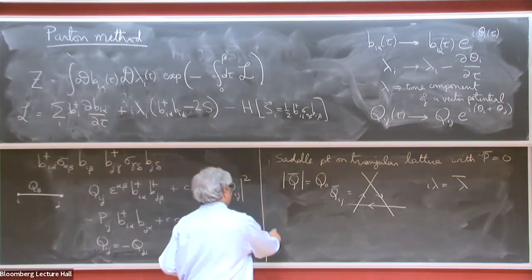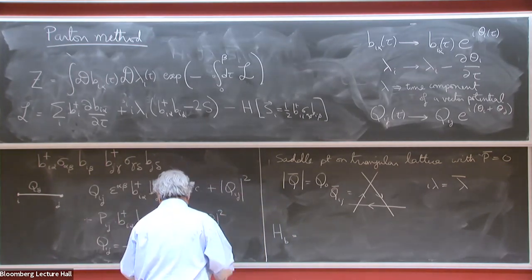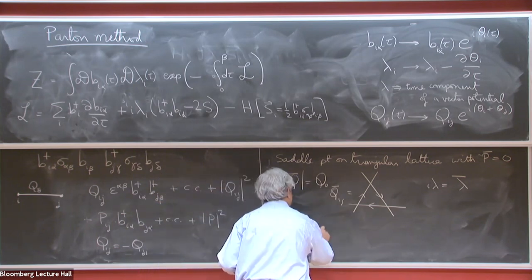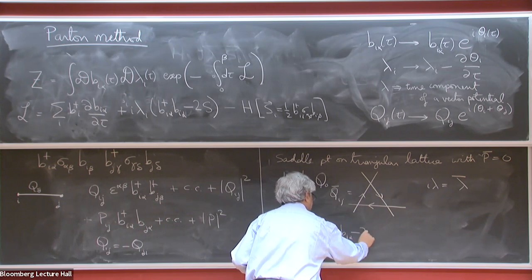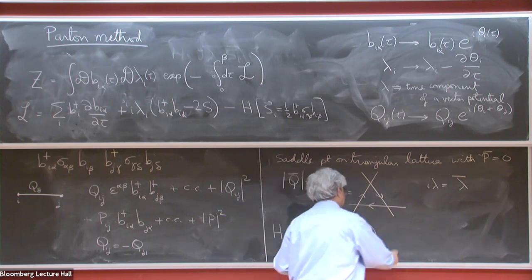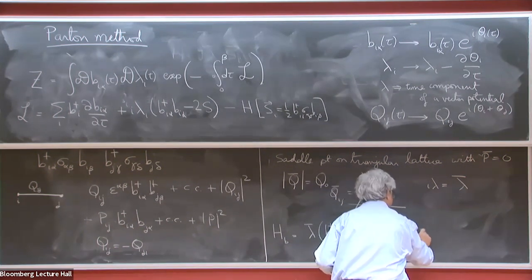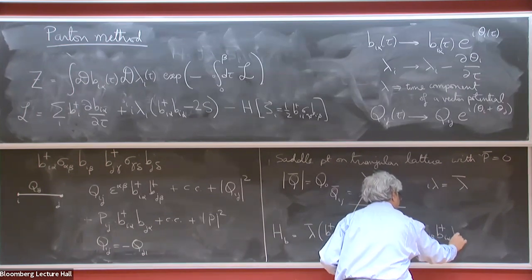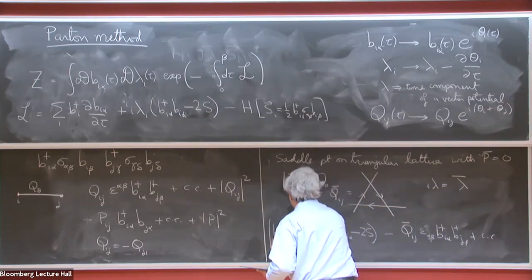And then you get a Hamiltonian for just the bosons, which ends up, you can do a Fourier transform and write it out. Okay, so you just get a very simple Hamiltonian. You get lambda bar times b dagger i alpha b i alpha minus 2S. And then you have these q bar ij, as shown in this picture, times epsilon alpha beta b dagger i alpha b dagger j beta plus the Hermitian conjugate. So this is our Hamiltonian for the bosons.